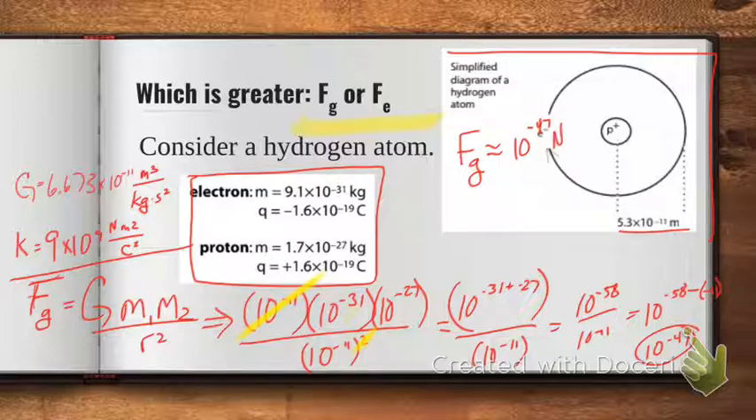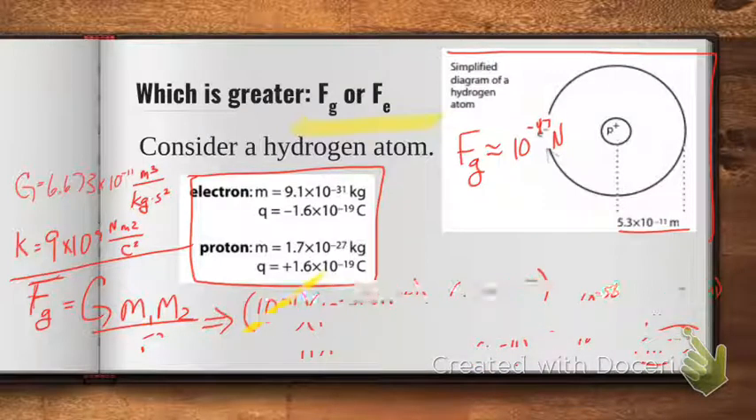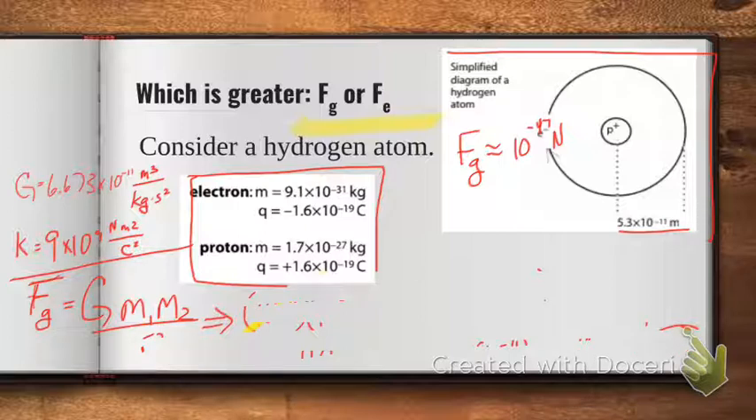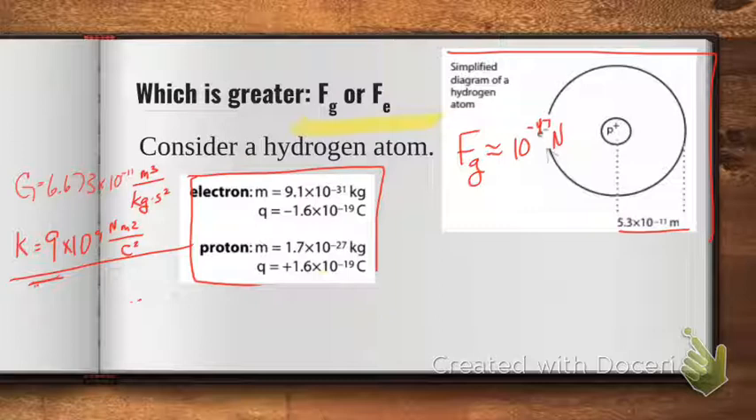Now let's do electrostatic force. I'm going to erase a whole bunch of stuff down at the bottom. Okay, we cleared up some space. Now we'll do the same thing with electrostatic force. The equation is one we just learned: K, charge 1, charge 2, Coulomb's constant times the product of the two charges divided by the distance squared.